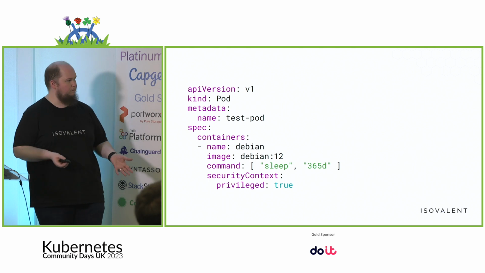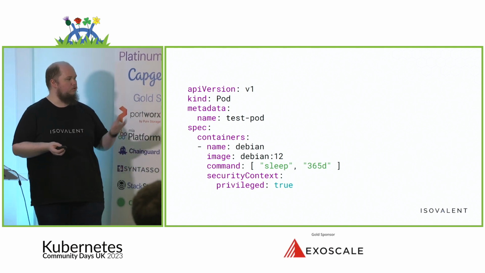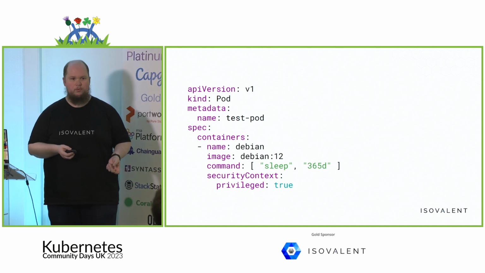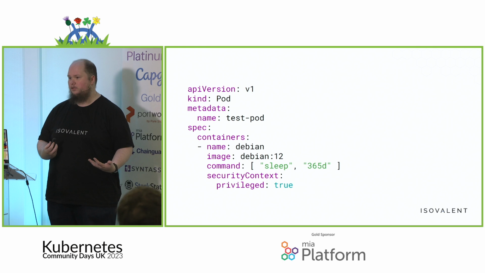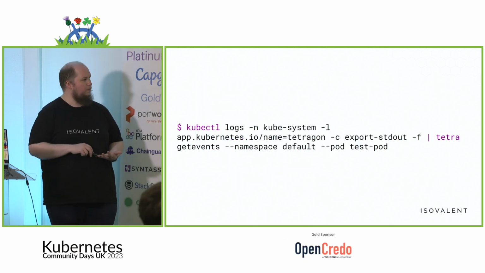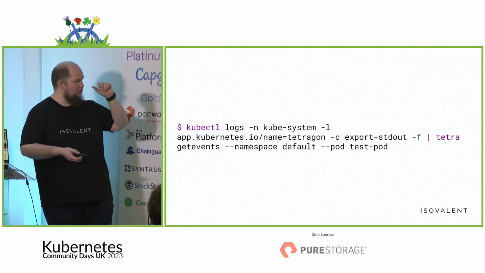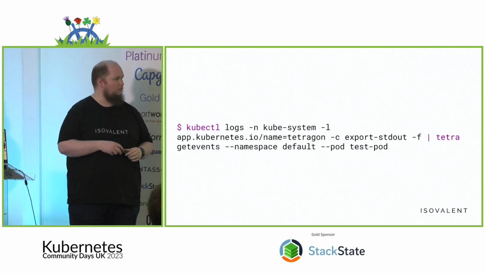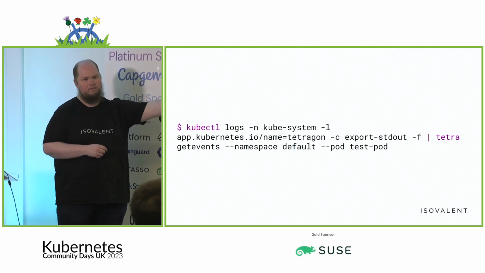So I'm going to deploy a pod. And the pod I'm going to deploy is extremely simple. It's just going to go to sleep, but it's running with security context privileged true. So this is the classic way of getting higher levels of permission in processes within your Kubernetes cluster. And once I've run it, I am going to look at the Tetragon output events. What I'm doing here is I'm getting the logs from the Tetragon pods, and specifically the export stdout container, and I'm following them.